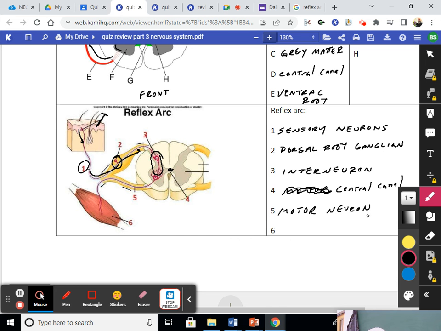And then we go to the effector. And the effector is going to generate a response because the effector in this case is a muscle. That's going to move your hand away. All right? All right, and that's pretty much in a nutshell everything that you need to know for the quiz.